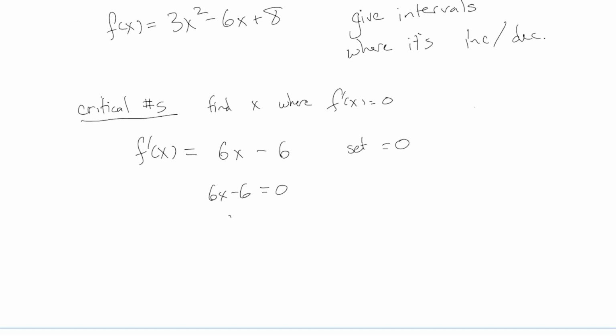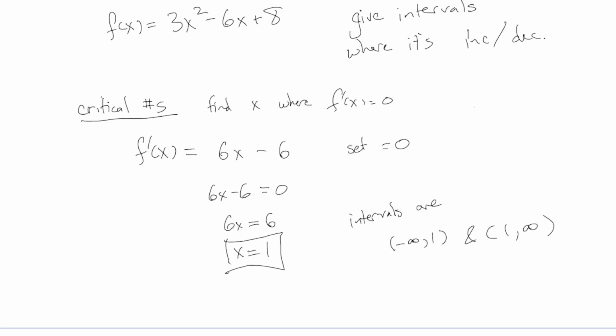This is an easy one. This says 6x equals 6, x equals 1. There is only one critical number in this example, and it is x equals 1. In this case, there's only one endpoint of those intervals. So the intervals are minus infinity to 1 and 1 to infinity. There are no other endpoints. So it's just one side which is to the left of 1 and one side which is to the right of 1. There are no other critical numbers which make other intervals. And now all that remains is to determine which one is increasing, which one is decreasing.